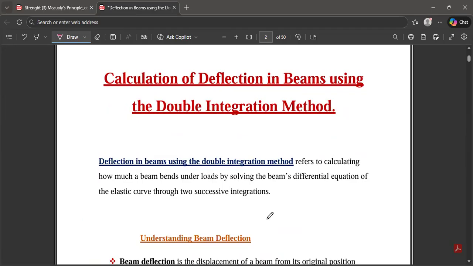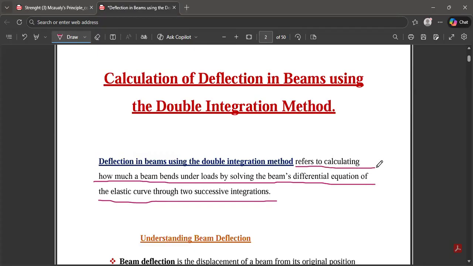So we are going to be looking at calculation of deflection in beams using the double integration method. Deflection in beams using the double integration method refers to calculating how much a beam bends under load by solving the beam deflection equation for the elastic curve through two successive integrations. I want to remind you that integration is the reverse of differentiation.